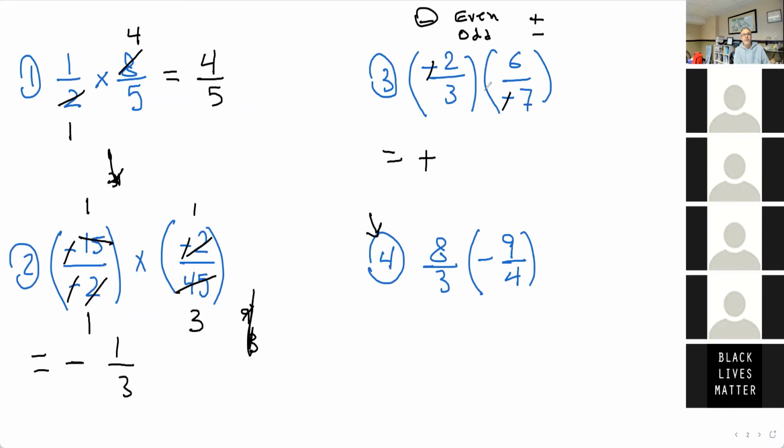Now here, if I look diagonally, 2 and 7, 2 doesn't go into 7 evenly, but 3 and 6, definitely. 3 goes into itself once, it goes into 6 twice. Now I cannot reduce anymore. 2 times 2 is 4. 1 times 7 is 7, so 4 over 7.